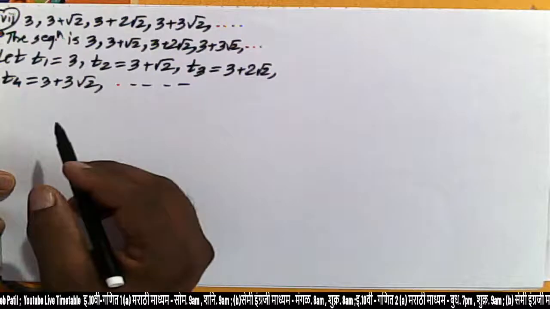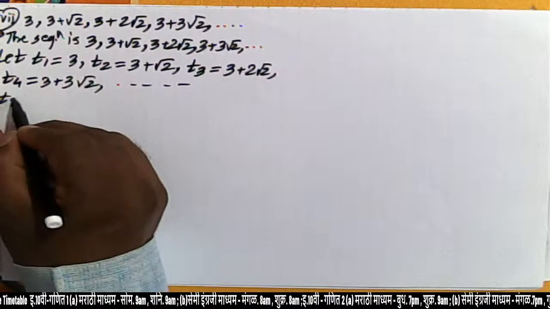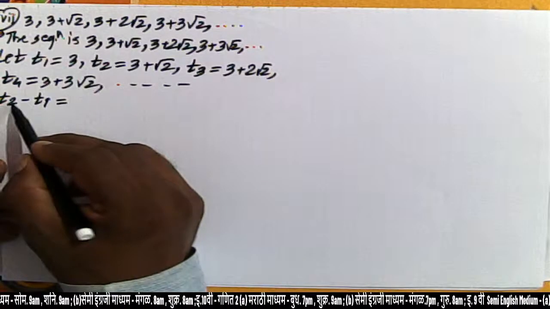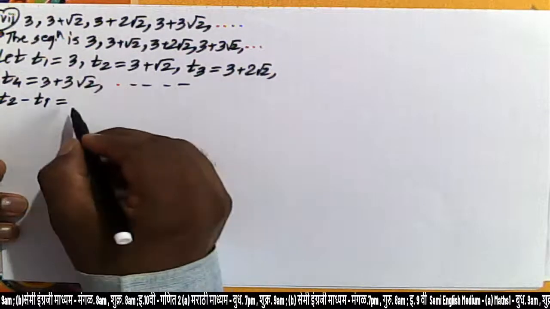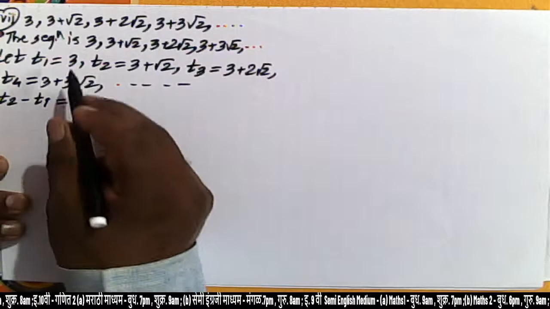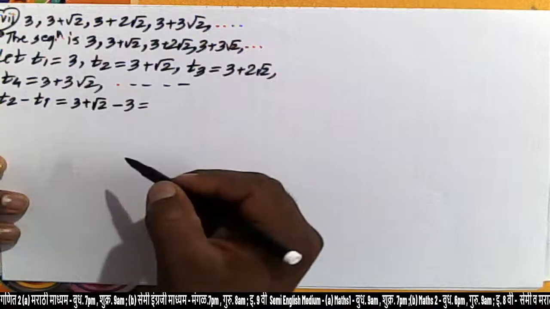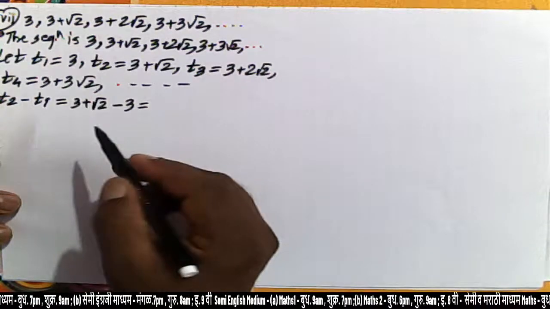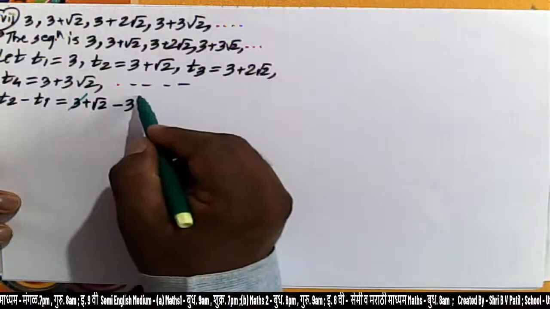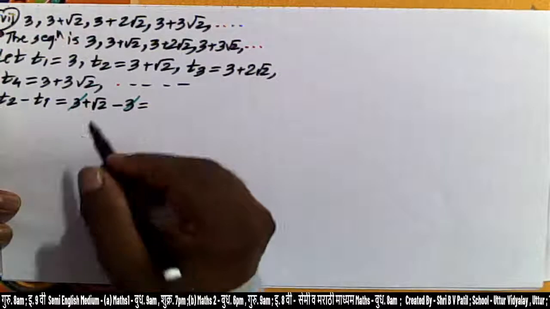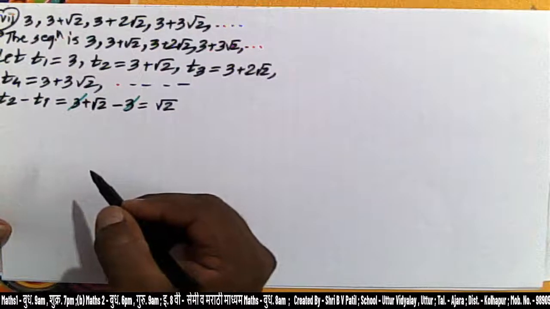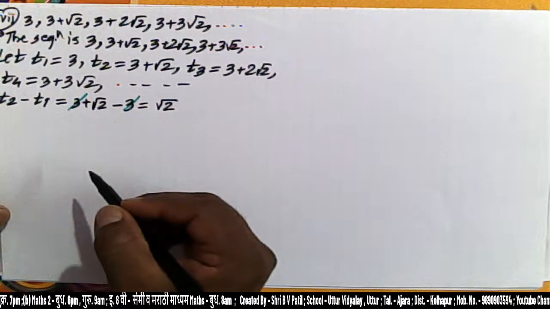Yes, you understand that example? Good. Then the difference between first and second, that is T2 minus T1. Value of T2 is 3 plus root 2, minus value of T1 which is 3. Then plus 3 minus 3 get cancelled. Then remaining is root 2. Yes, the answer is given. Barclay gave the correct answer.